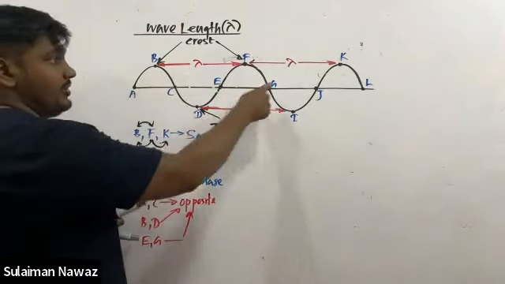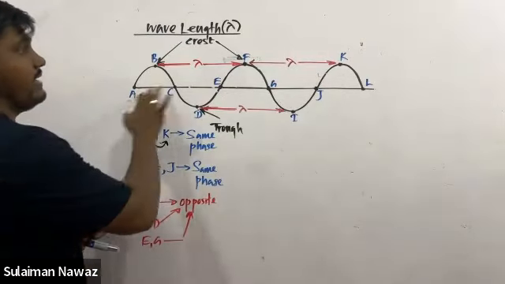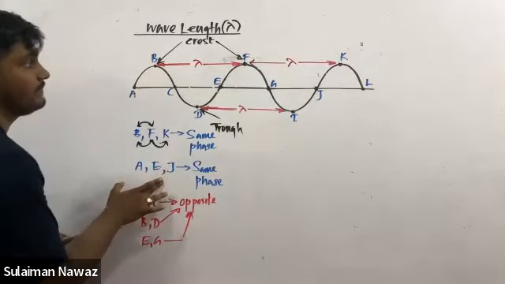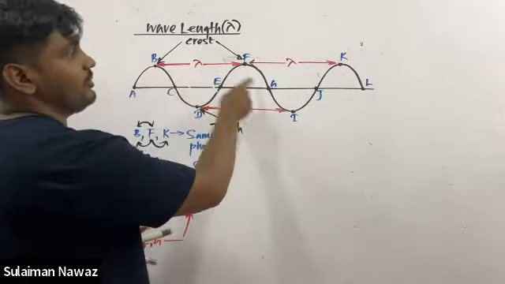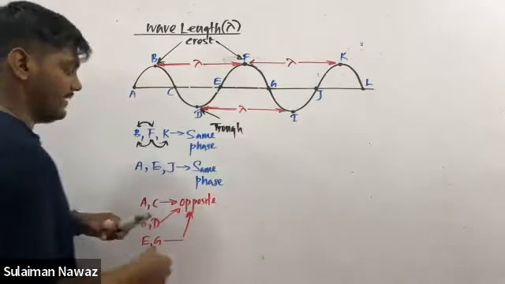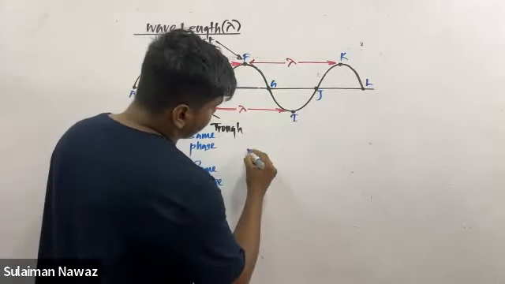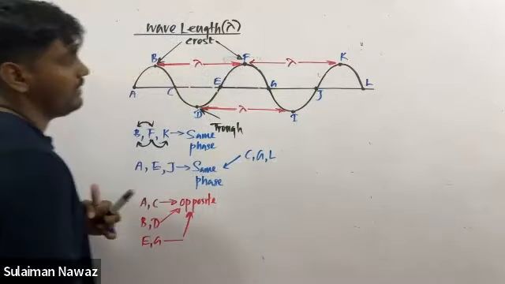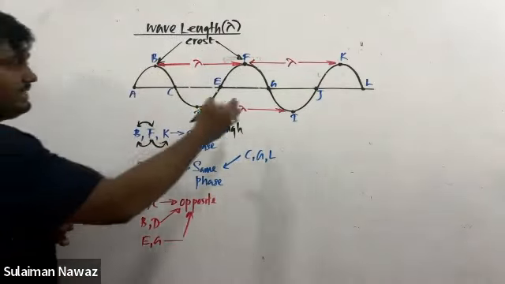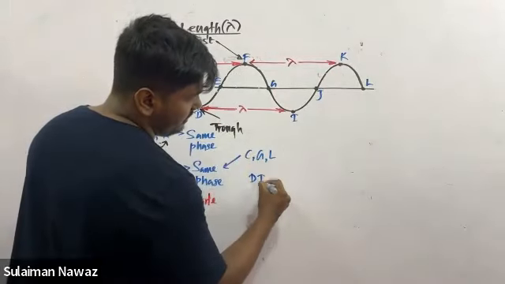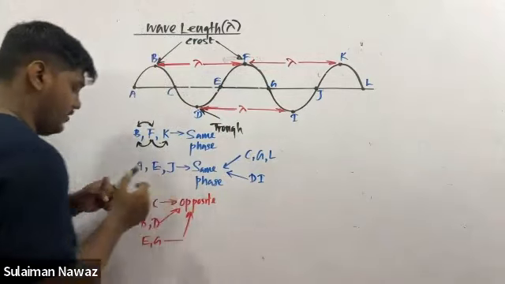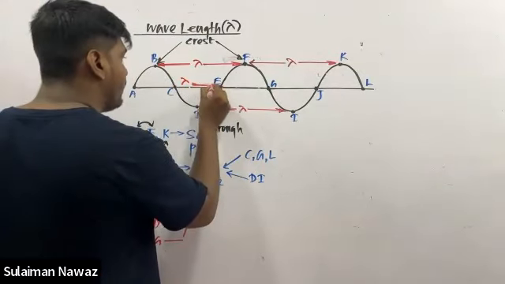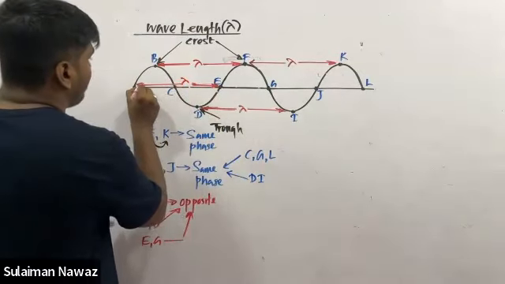The A, E, G, L same phase. A, E, J same phase. C, G and L, they are in the same phase. Right? So likewise, you can write down D and I same phase. Then you can define your wavelength. This is lambda.